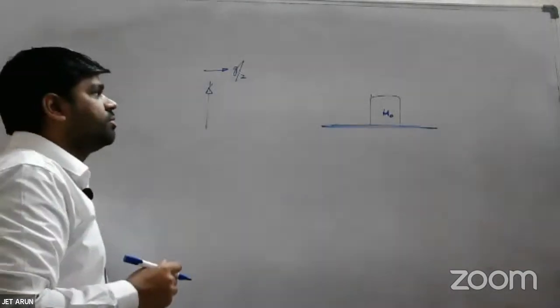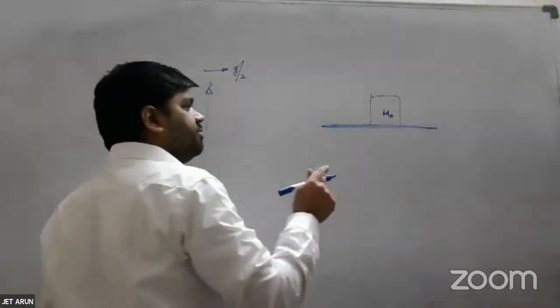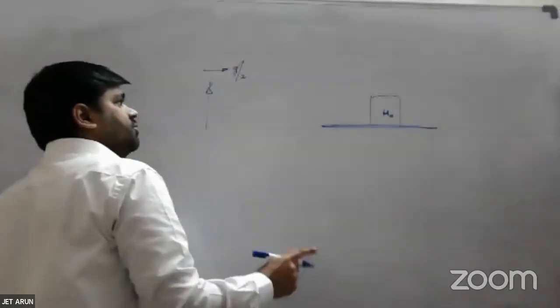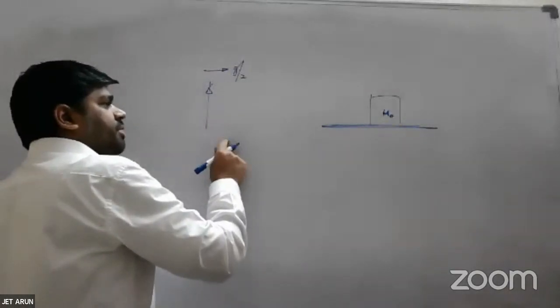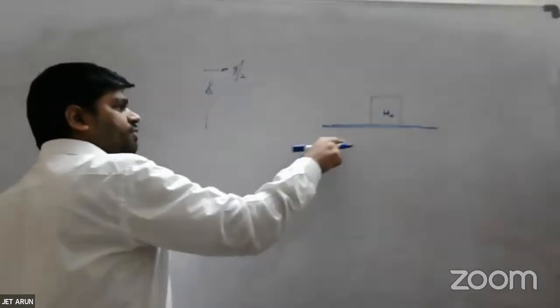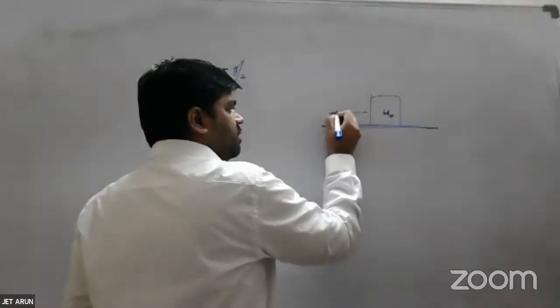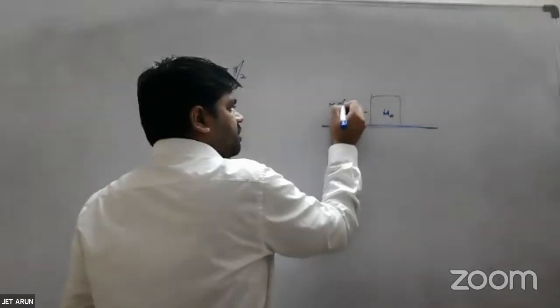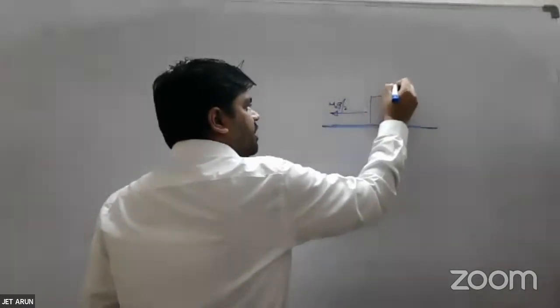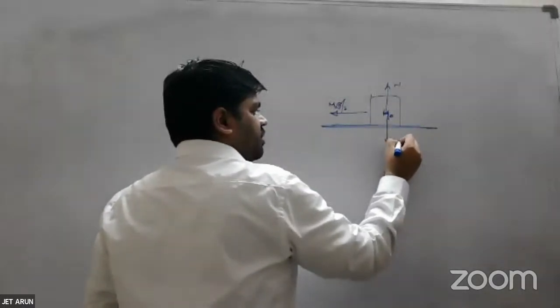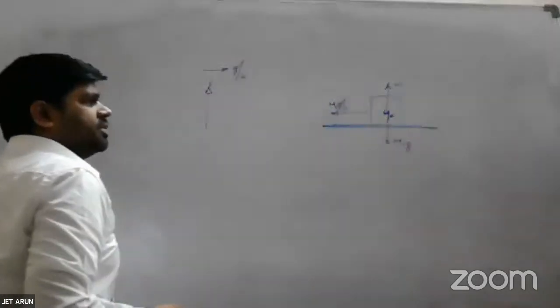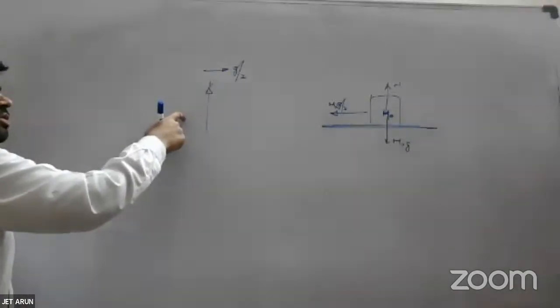M0 into g by 2. Perfect. M0 into g by 2 in which direction? Opposite to the direction of the accelerated frame. Acceleration is towards right, pseudo force will be towards left. So I'll have normal reaction like this, M0G like this, and mg by 2 like this. So this is the FBD with respect to this person.